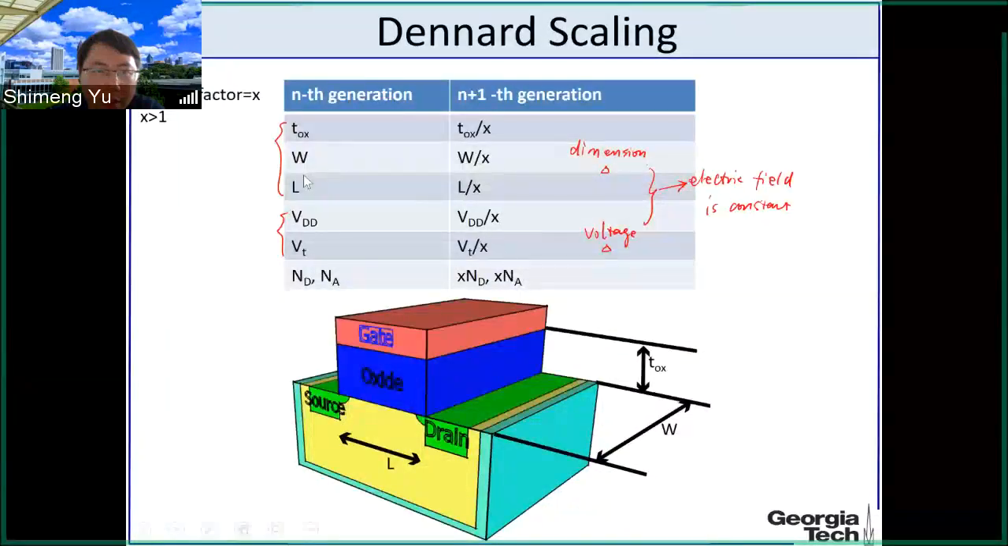And the area of a single transistor in the next generation will be scaled by X squared, because W becomes W over X, and L becomes L over X. So the area of a single transistor is scaled by X squared. Then for the number of transistors, we assume the total chip area is a constant.